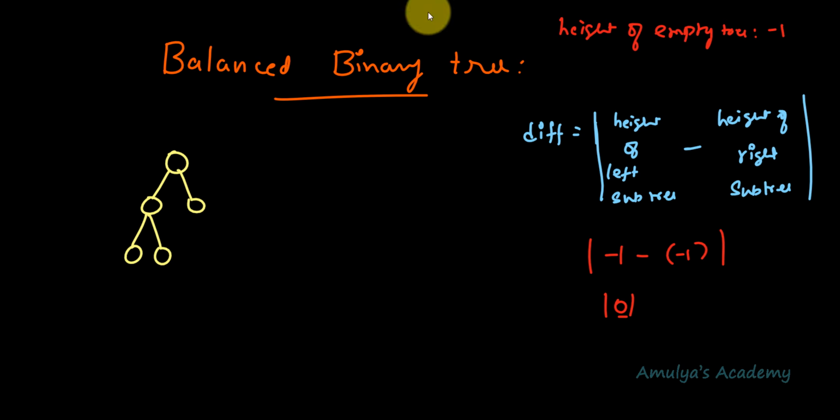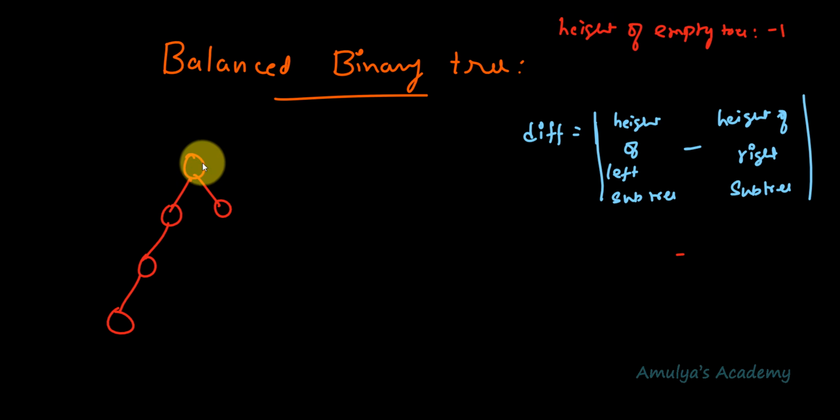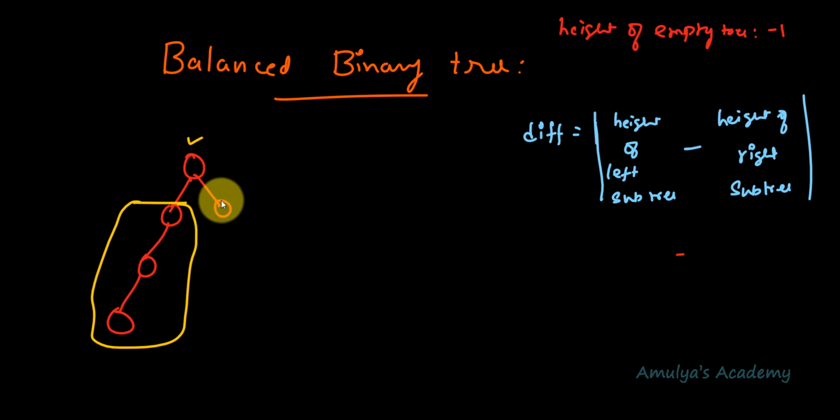Now let's take another example. So let's begin with the root node. So here this is the root node. So let's find out its left subtree and right subtree. This is the left subtree and this is the right subtree. And the height of the left subtree is 2. Here 1, 2. So minus, and the height of right subtree is 0 because this is a leaf node. So 2 minus 0. So I'll get 2.